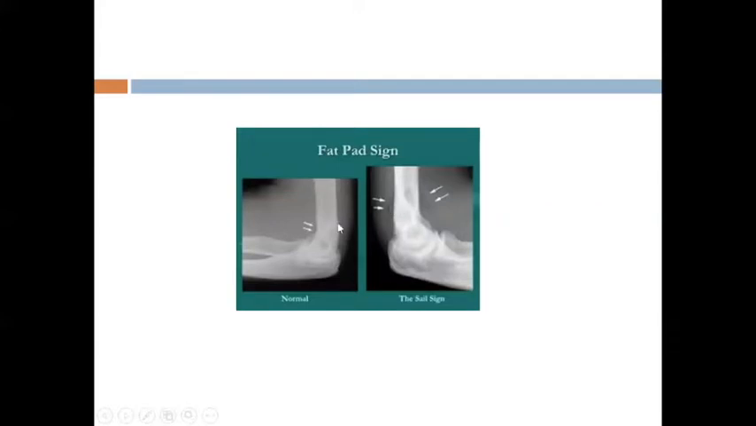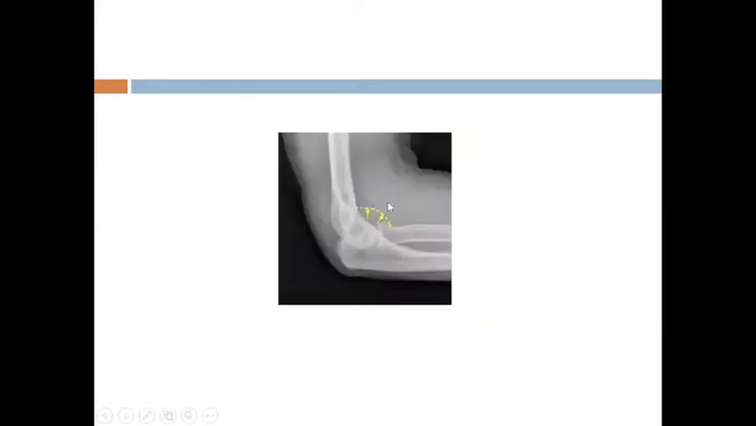The same thing, this is normal here. While comparing, the anterior fat pad is just parallel to the anterior humeral line, but here you can see that the sail sign is positive, the posterior fat pad sign is positive. This is sail sign positive.